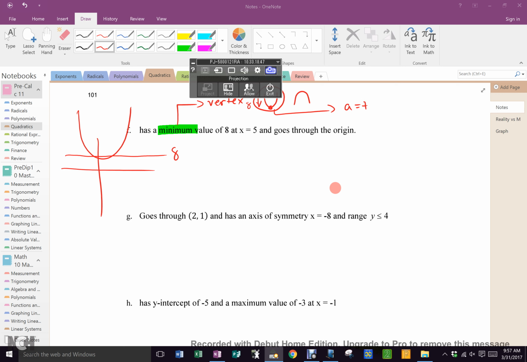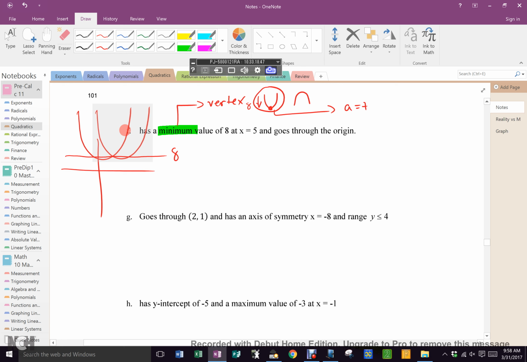All right, so we know that this parabola here hits 8, right? Where does it hit 8? At 5. So right there is my vertex of 5, 8. Cool?